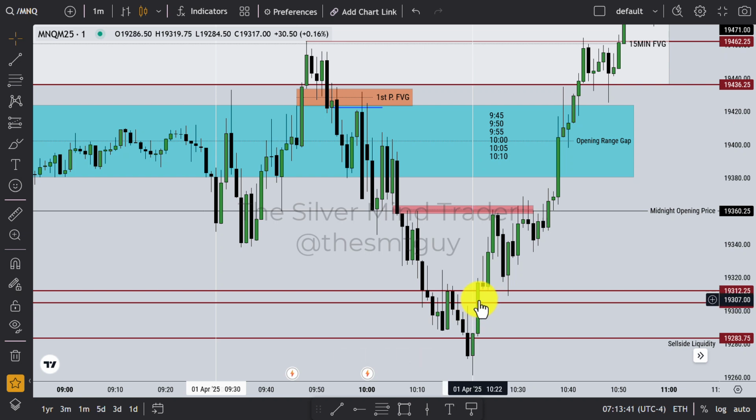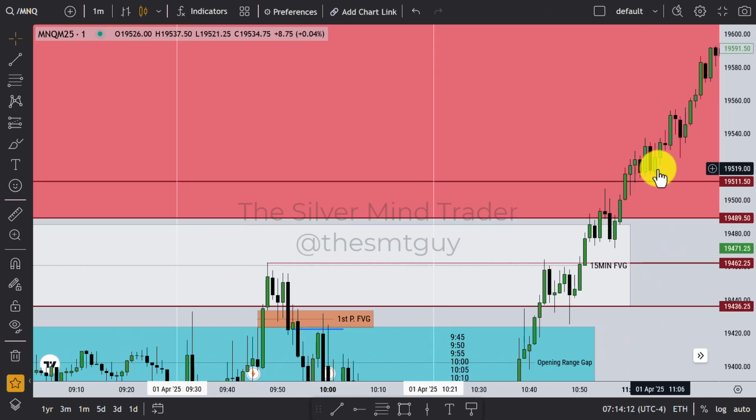Was this 10:22? So we expect from 10:25, 10:28. Market rallies. 10:29, 10:33. Market rallies up to take out buy side liquidity. Then kept going up.